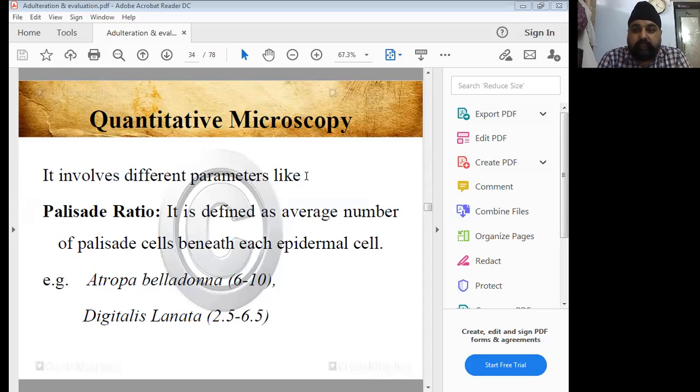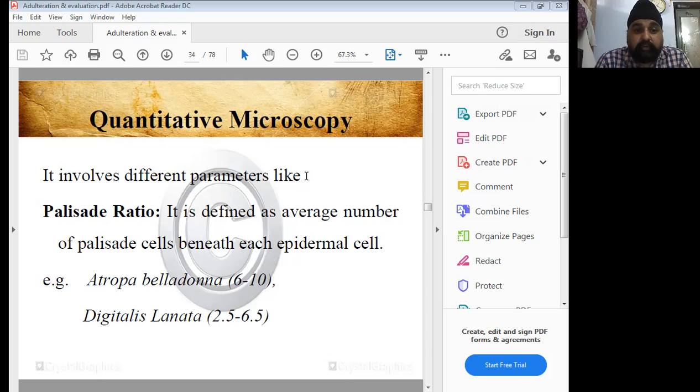Yes, students. Today we'll discuss our second lecture on the topic of adulteration and evaluation of food drugs. Today we are going to start with quantitative microscopy as a method for evaluation of crude drug.